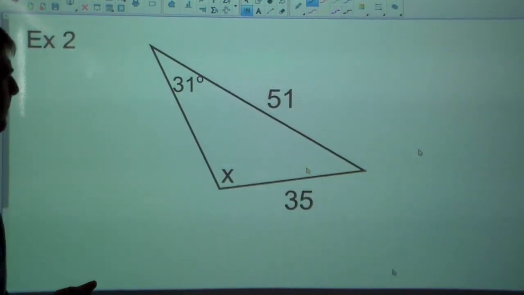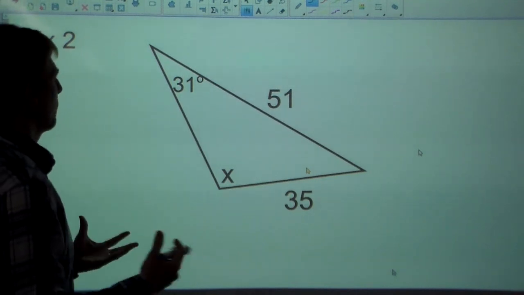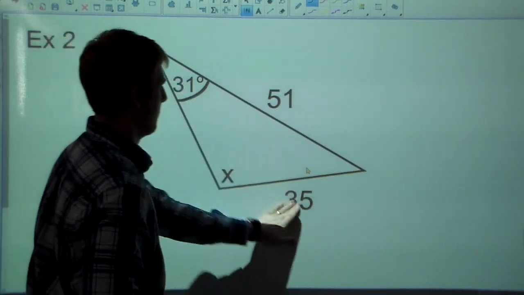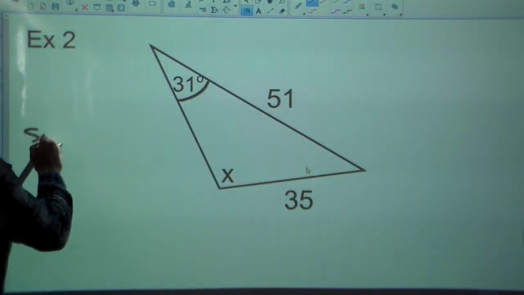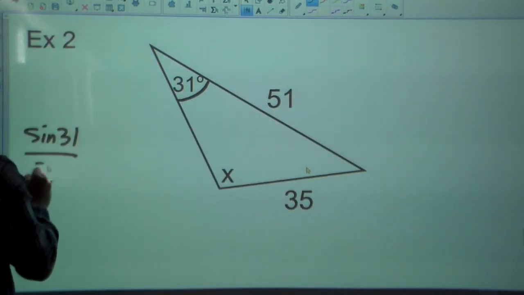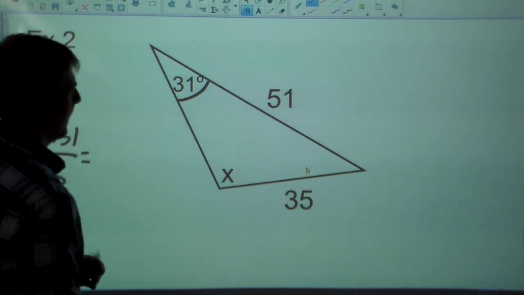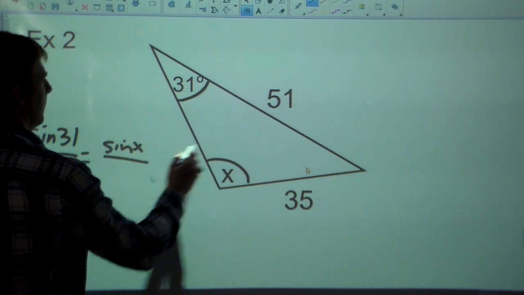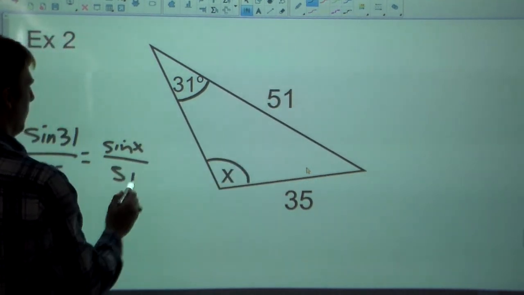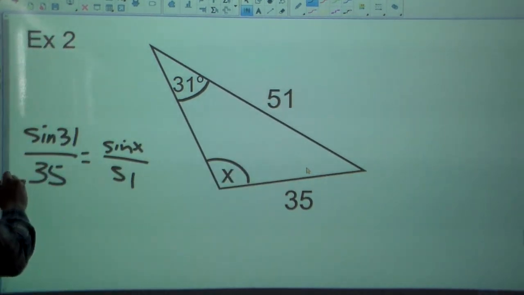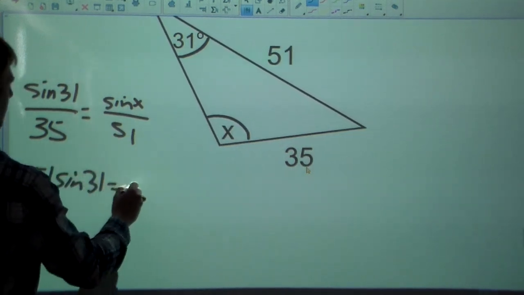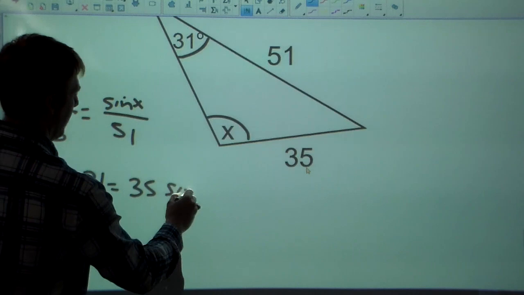Sometimes you're going to have to find angles instead of sides, but the same ratios are going to work. We've got this angle 31, and across from it we have 35, so we can say sine of 31 divided by 35, and that'll be the same ratio as the sine of this angle x over the opposite side of 51. Same process, you cross multiply, so 51 sine 31 is going to be equal to 35 sine x.